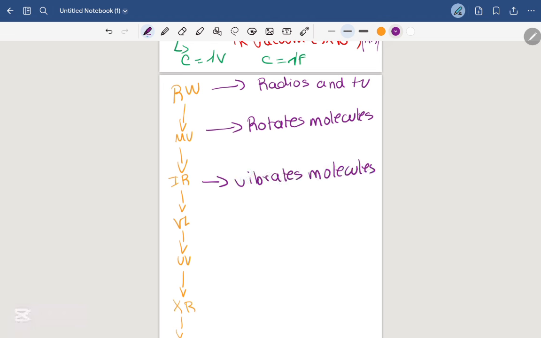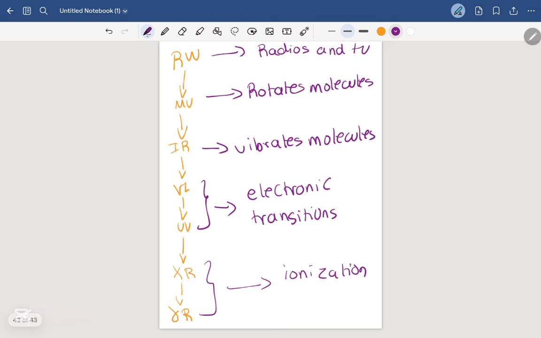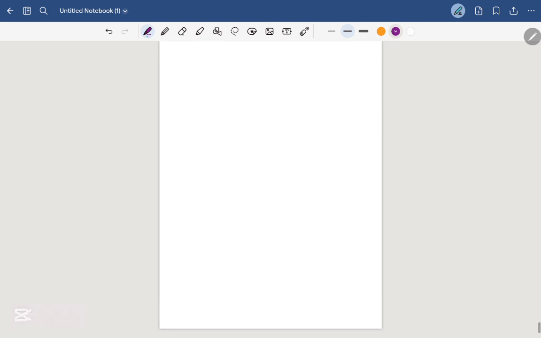Visible light and ultraviolet both fall under the same category where they do what? They do electronic transitions. So, radio waves do radios and TV. Microwaves rotate molecules. Infrared vibrates molecules. Visible light and ultraviolet do electronic transitions. And then finally, X-rays and gamma rays, what do they do? They do ionization. So this is all you need to know, other than the fact that as we go down in this scenario, the wavelength decreases, but the frequency increases. Okay, perfect. This is literally all you need to know.